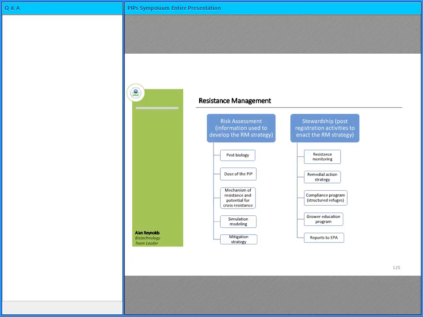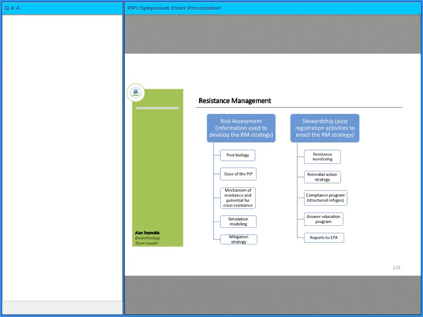Okay. So on this next slide, I've illustrated the two major components of resistance management. So really two phases. The first is this risk assessment phase, and this would include data and information that we would use to develop the resistance management strategy. These would include things like pest biology, the dose of the PIP, mechanism of resistance and potential for cross-resistance, simulation modeling that would be a means to assess and develop a specific mitigation strategy for that PIP and target pest.